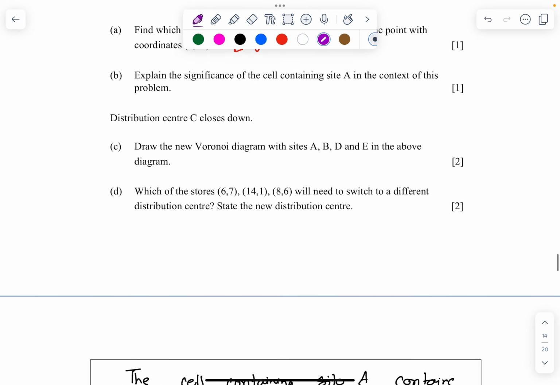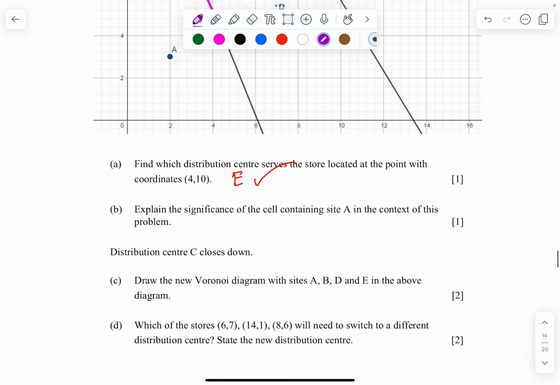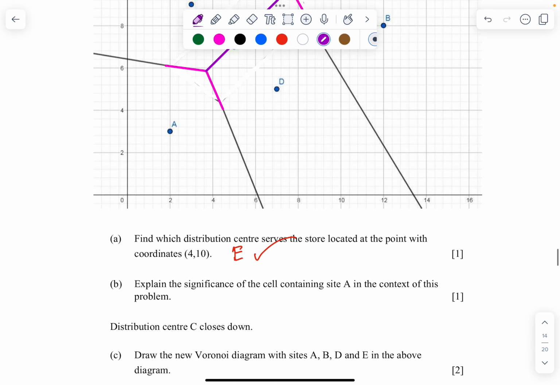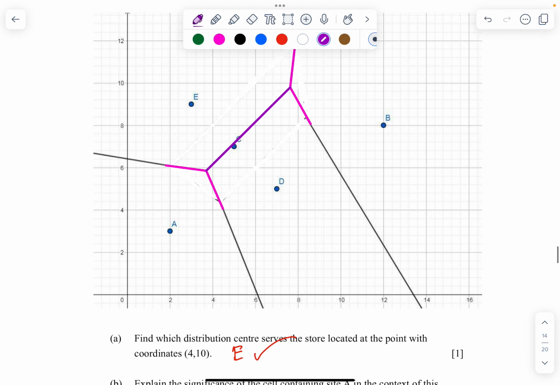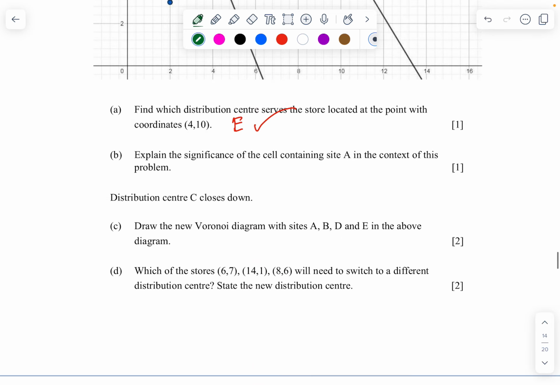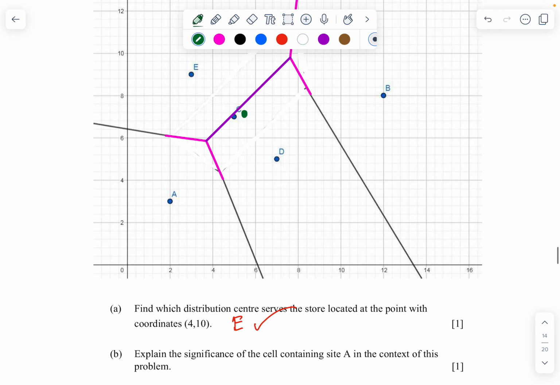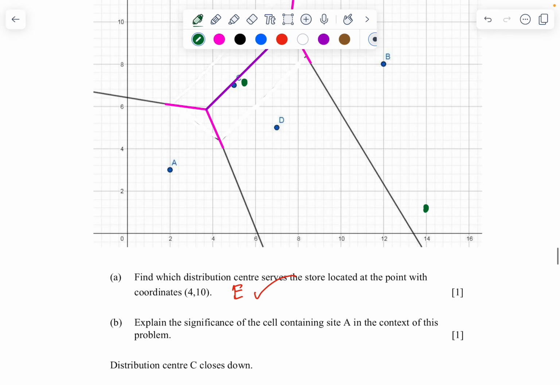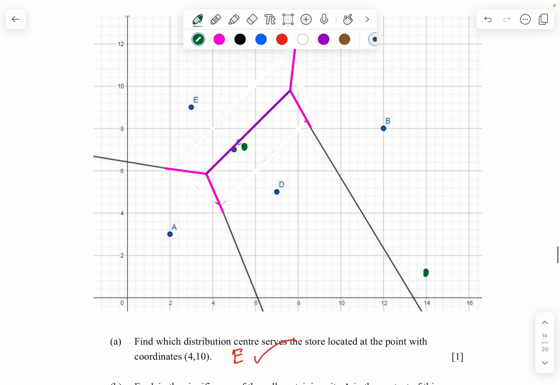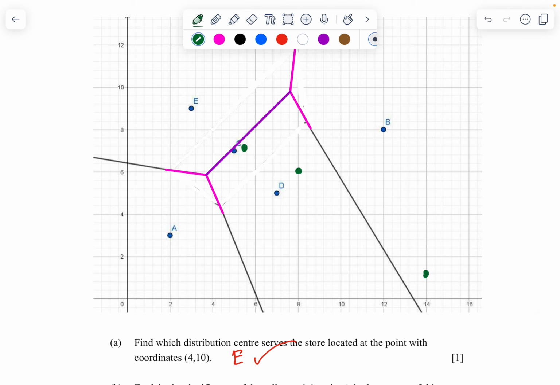Which of the stores (6, 7), (14, 1), (8, 6) need to switch to a different distribution center? State the new center. Where is (6, 7)? (6, 7) is over here. Then (14, 1) is over here. And (8, 6) is over here.